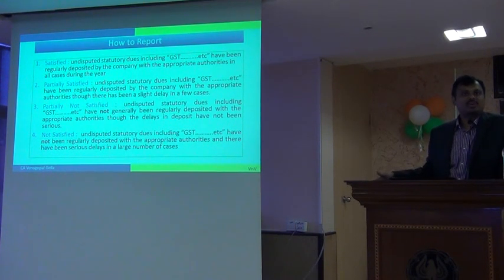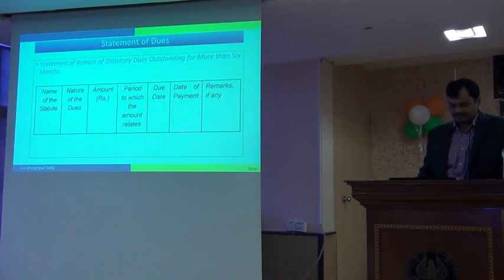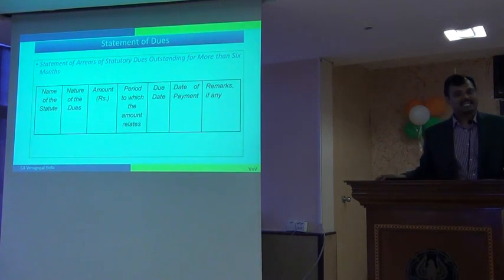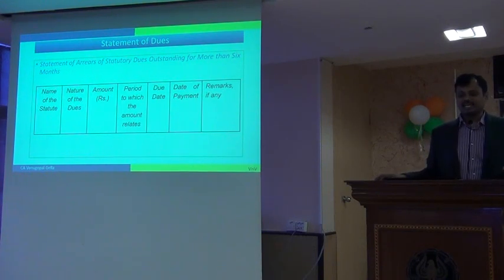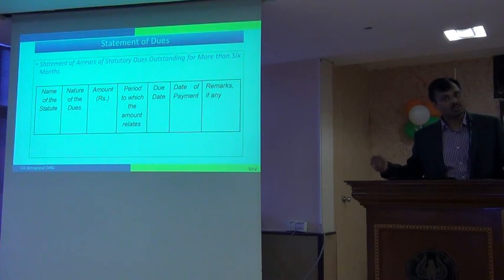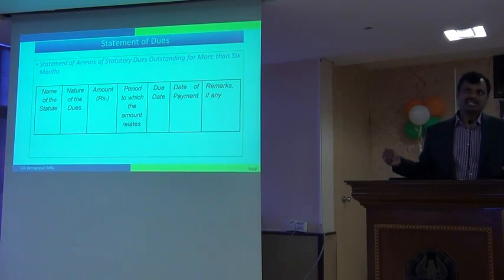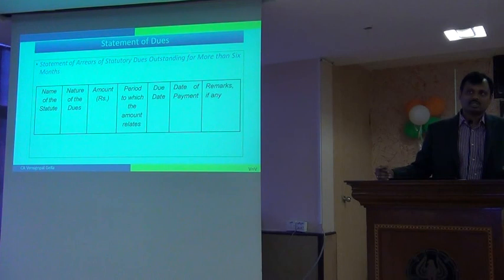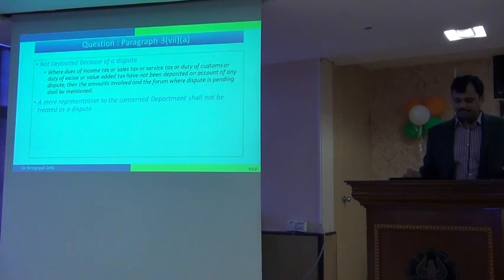So you have to put yourself, whether you are fully satisfied, partially satisfied, partially not satisfied, or completely not satisfied, and accordingly you have to adopt this para and report it. In terms of the outstanding, if the dues exceed more than 6 months, you would give the nature of the statute, the nature of the due, amount, the period for which it pertains, what was the due date. If it is paid subsequently also, you would have to report it, because as on 31st March it is outstanding beyond 6 months, you would have to report it.